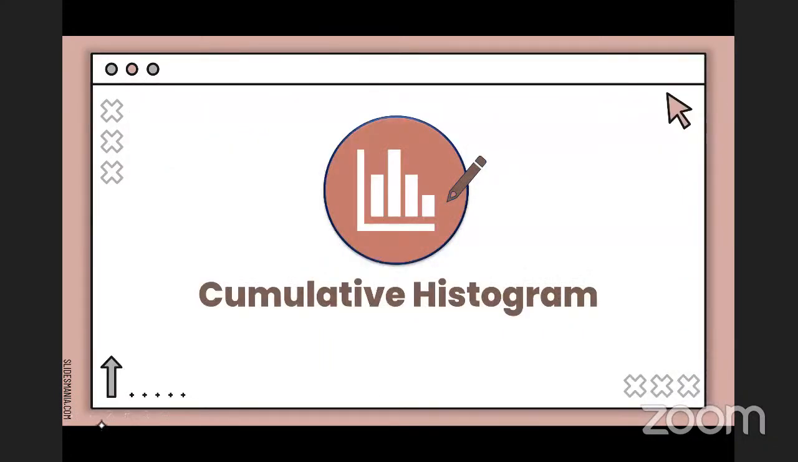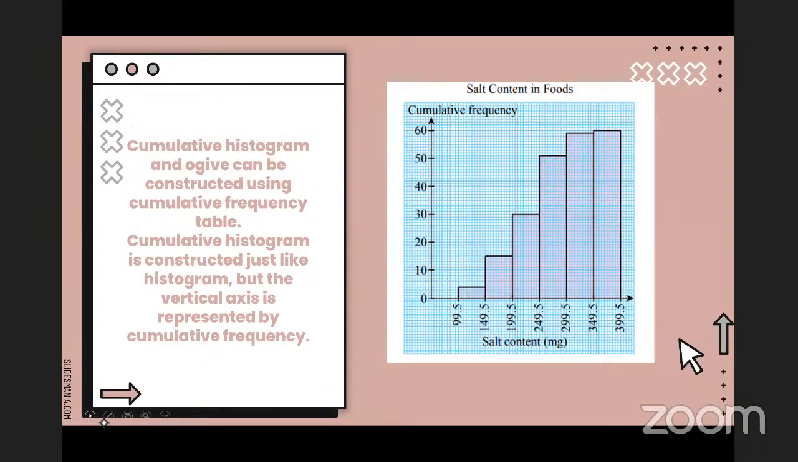So I'm going to cumulative histogram. Just now you have learned what a histogram is, and a cumulative histogram is actually the same as a histogram, but it is just cumulative. So a cumulative histogram and ogive can be constructed using a cumulative frequency table. A cumulative histogram is constructed just like a histogram, but the vertical axis is represented by the cumulative frequency. So just now, when you learned the histogram, your y-axis over here will be frequency only, right?